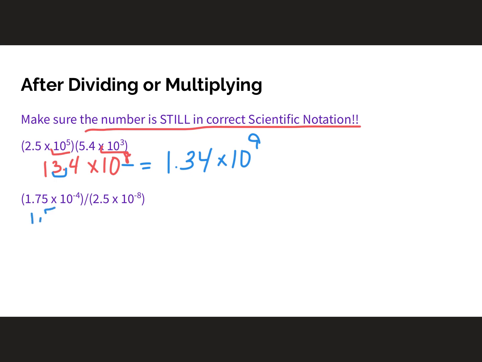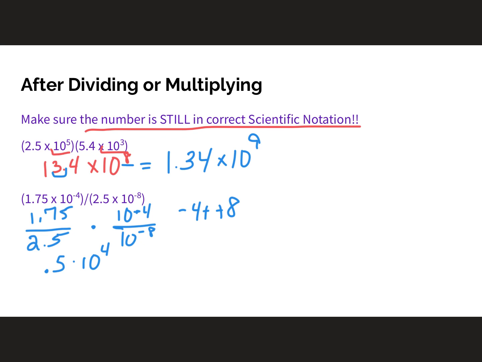I have 1.75 divided by 2.5 times 10 to the negative 4th over 10 to the negative 8th. Okay, so 1.25 divided by 0.25 gives me 0.5. Over here, 10 to the negative fourth, negative 4 minus negative 8 turns into negative 4 plus 8, which is 4.